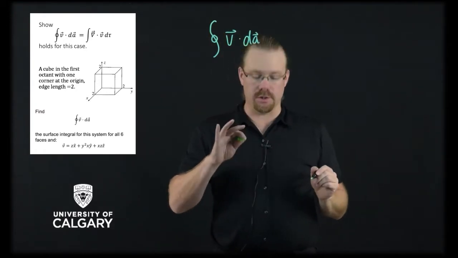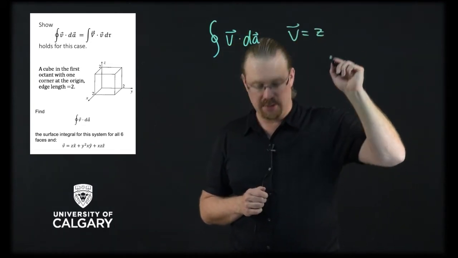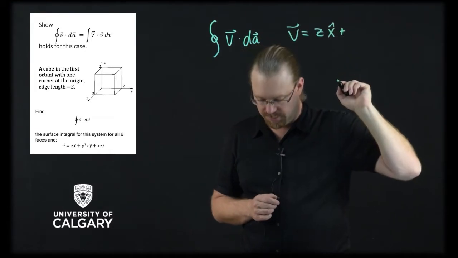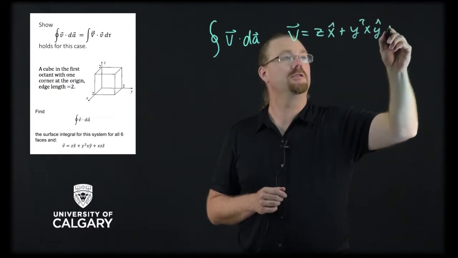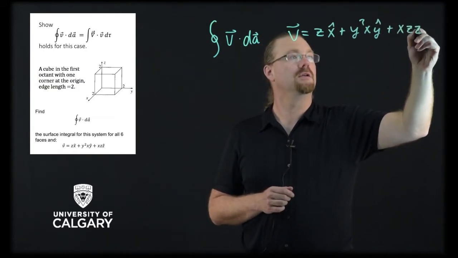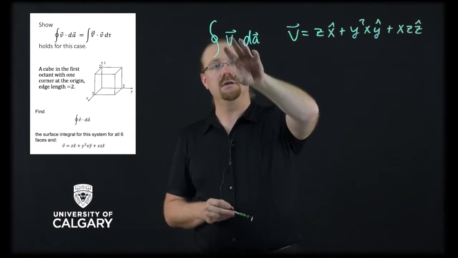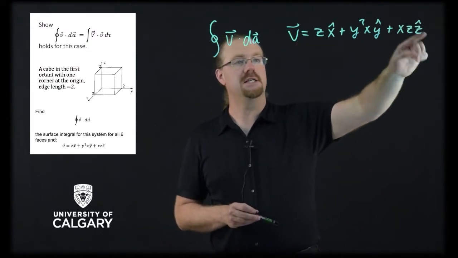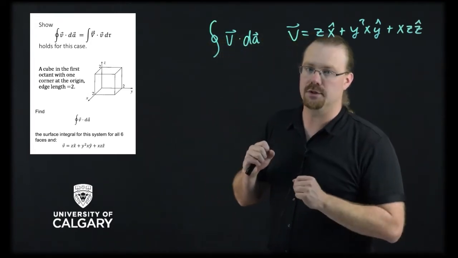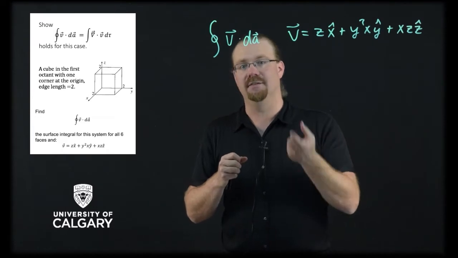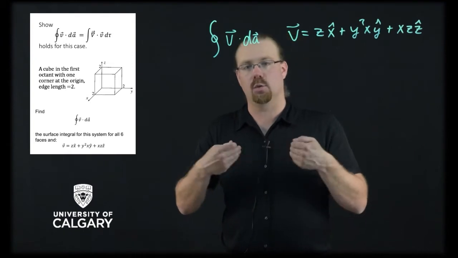And the specific v that we're going to use, v is going to equal z x hat plus y squared x y hat plus x z z hat. So we're going to find this v dot dA over some entire cube, and that cube will be, as it shows there, the cube in the first octant of edge 2. So it's going to go from 0 to 2 in the x, the y, and the z direction.